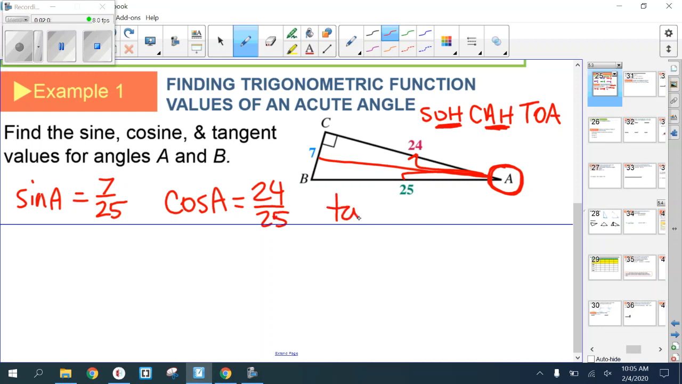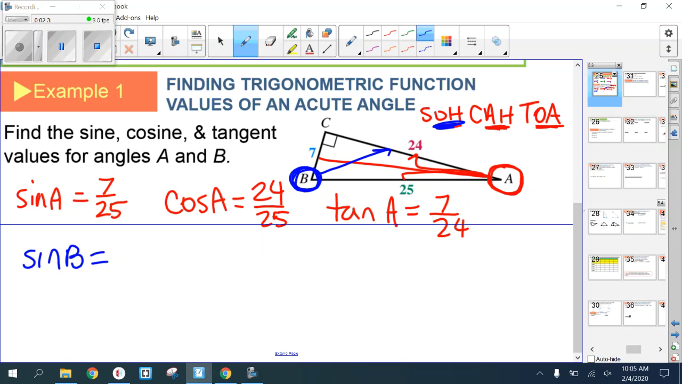And then tangent A, we know tangent is opposite over adjacent, so the opposite side is 7, the adjacent side is 24. There you go. Now if we wanted to do angle B, again, you have to kind of zone in on angle B so you can identify which side is which. If we go to sine B, sine goes back to opposite over hypotenuse, so if we're looking at the opposite side, it's now 24. I think I said adjacent, but I meant hypotenuse. Opposite over hypotenuse is going to be 24 over 25.